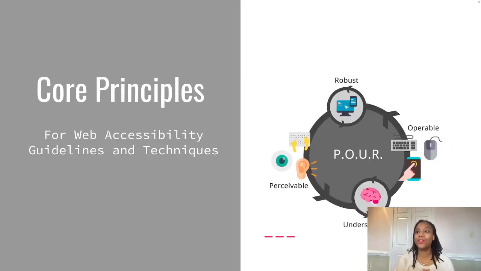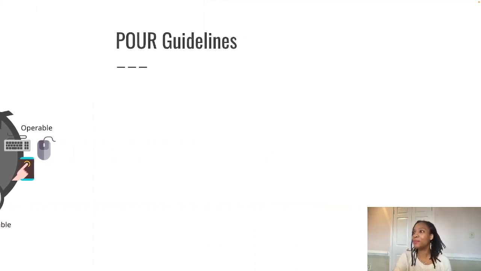All right, so let's get started with the core principles. The core principles of accessibility, we call them POUR. That stands for perceivable, robust, operable, and understandable. Those are the things that we need our pages to be, right? So that everyone can use them.